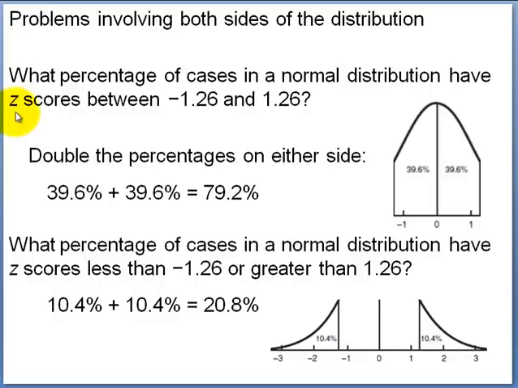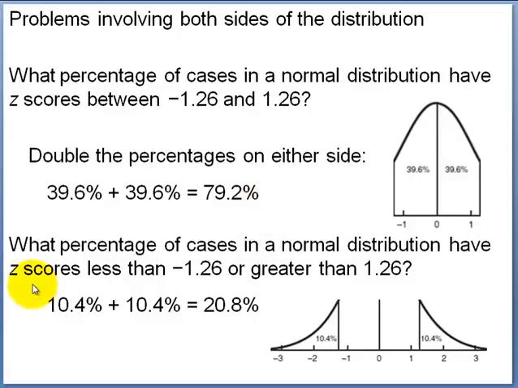Well, let's do a problem that involves both sides of the distribution. What percentage of cases in a normal distribution have z-scores between minus 1.26 and 1.26? So we're simply querying here about both sides of the distribution. To get the correct answer, we're going to double the percentage on either side. So we come up with 79.2% of cases are located within, and I'm going to phrase it differently, 1.26 standard deviations of the mean.